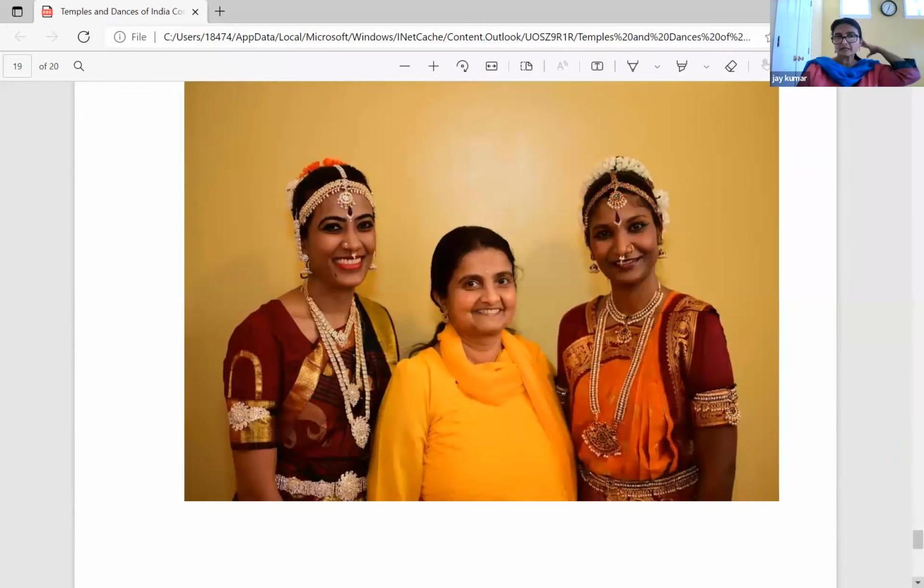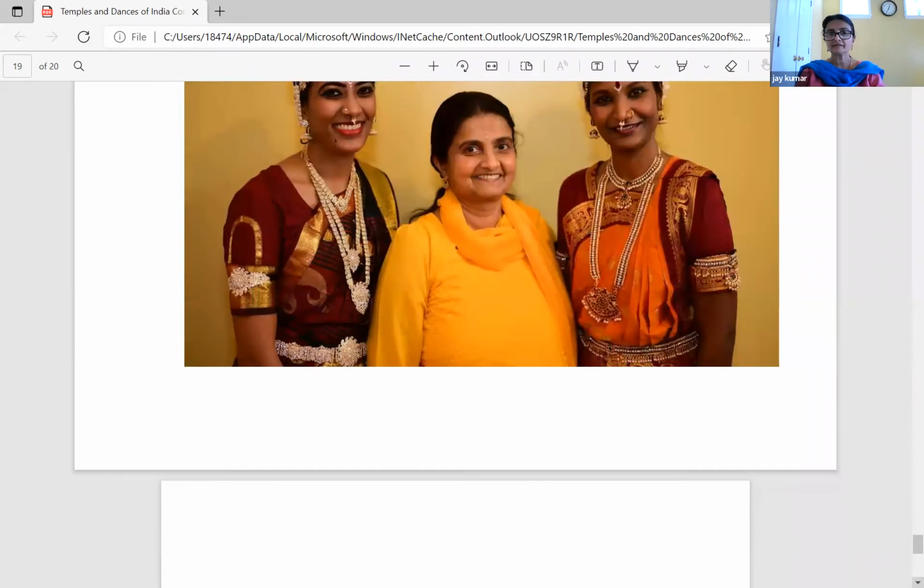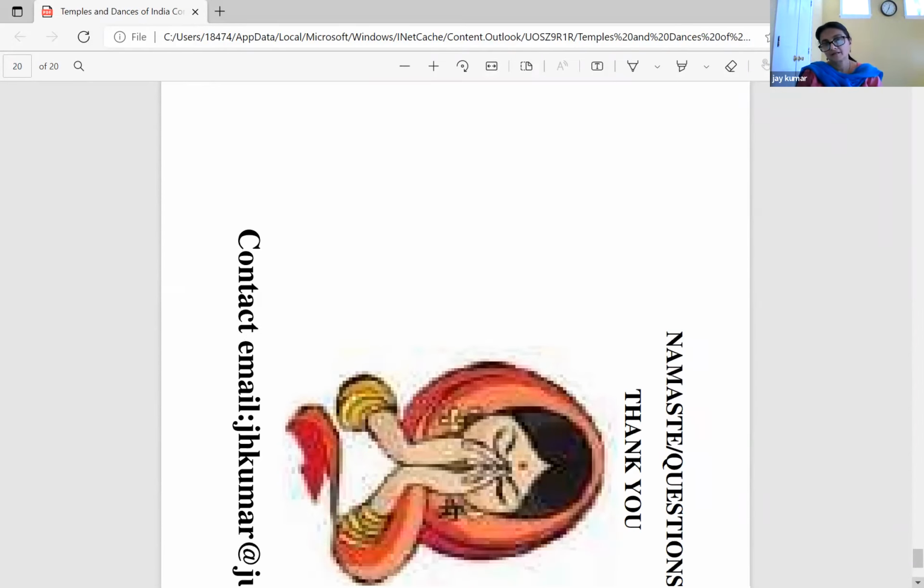The next picture has me in the center, and these are the two students of mine. This is how they look when they are fully dressed. Okay, with all the costume and jewelry. Okay. All right.